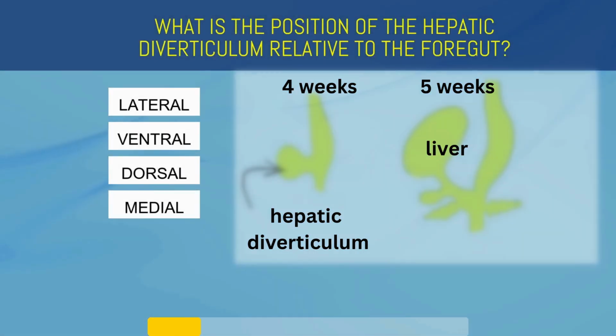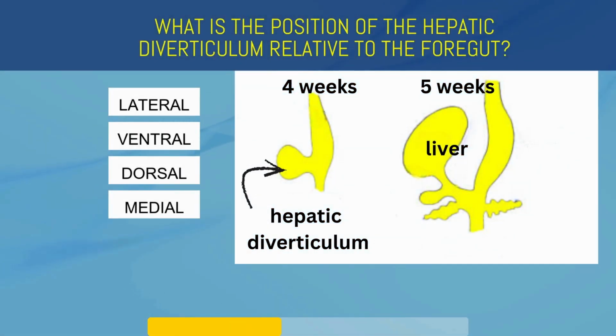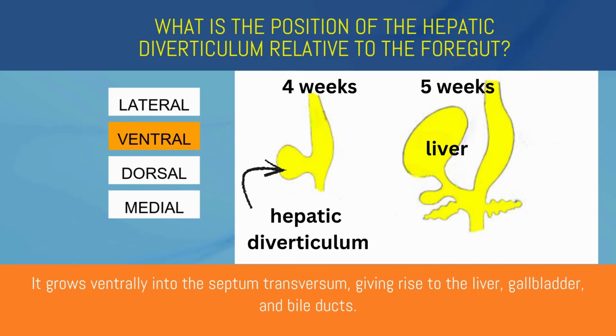What is the position of the hepatic diverticulum relative to the foregut? Lateral, ventral, dorsal, or medial? Ventral. It grows ventrally into the septum transversum, giving rise to the liver, gallbladder, and bile ducts.